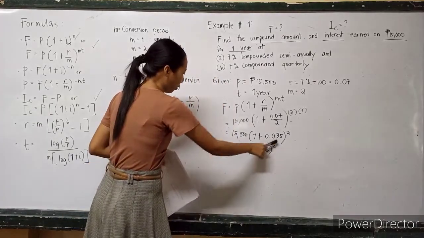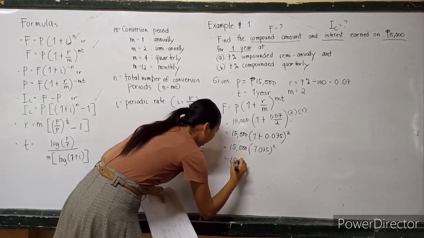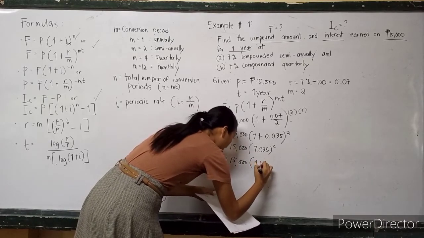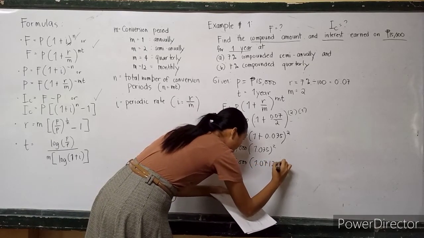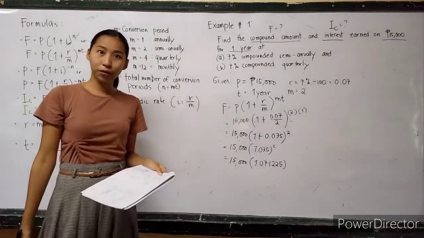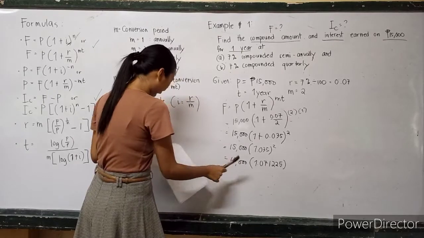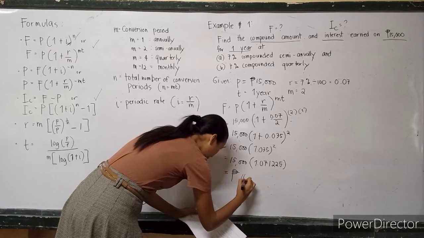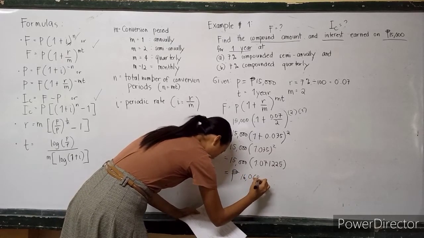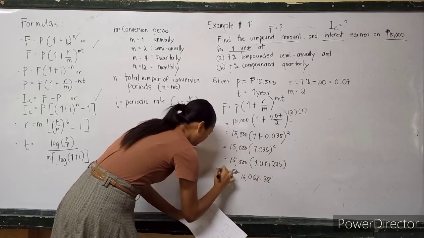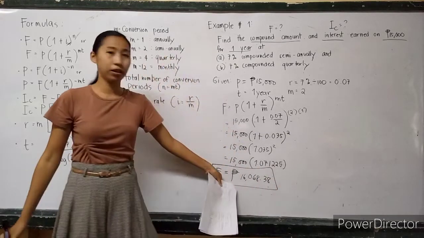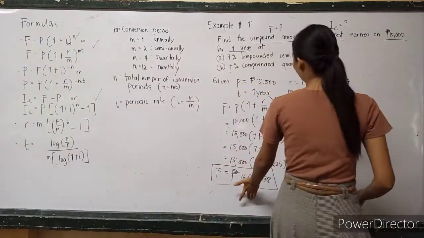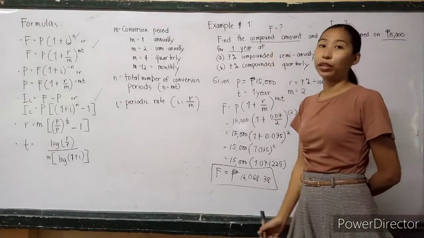So, we process that. We have 15,000 times, the answer to that, if you use the calculator, is 1.071225. I hope that you are following. Next is to multiply the two numbers. So we are going to have our final answer, which is 16,068.38 pesos. Always remember to write your unit, the peso sign. Okay? So, this is our future value, or our compound amount.